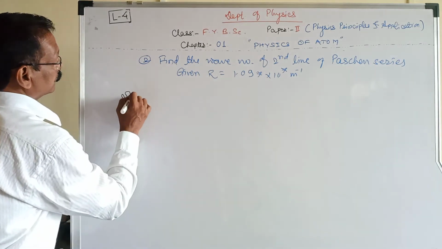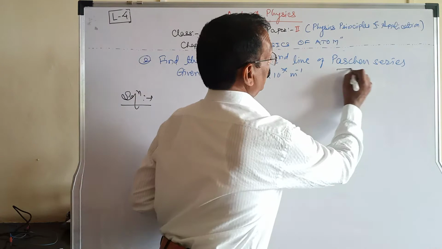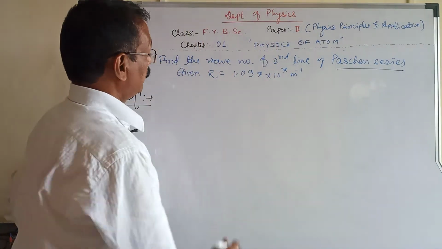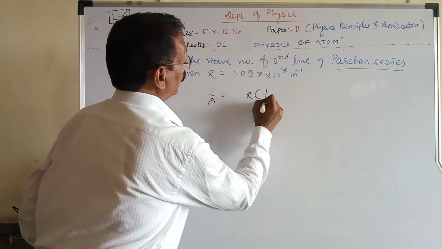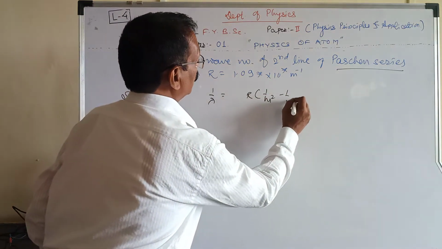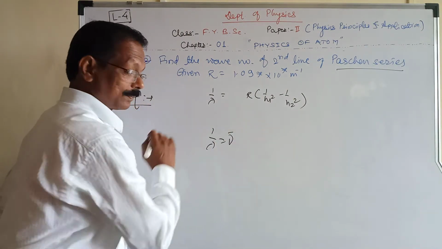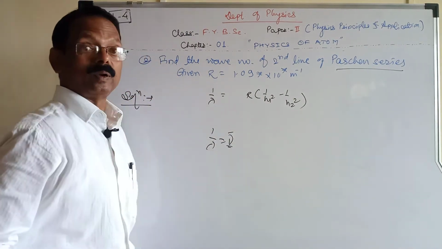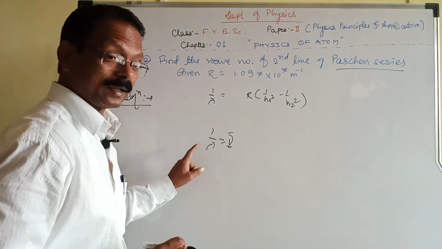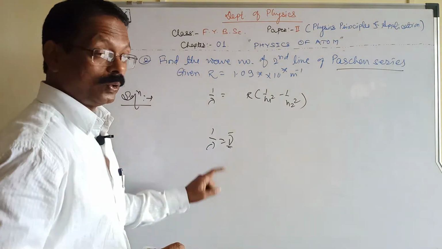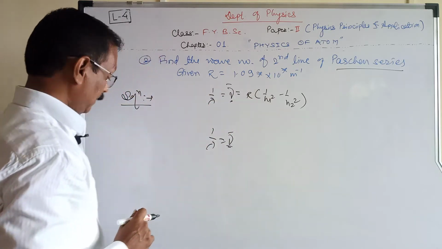So solution here. Remember here, Balmer series is given. Okay. So what is the equation for that here? We know 1 upon lambda is equal to R into 1 upon n1 square minus 1 upon n2 square here. Last time I told you 1 upon lambda is equal to nu bar, and this is known as the wave number. So it is not a different thing. So find the wave number means it is 1 upon lambda, which is nu bar. So we have to find out the nu bar here.